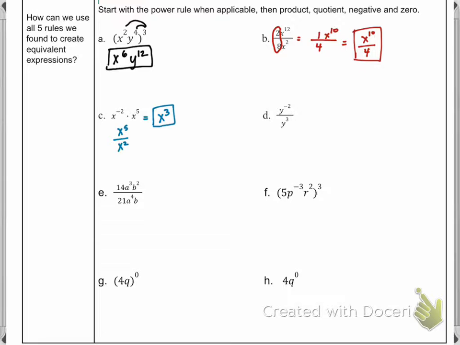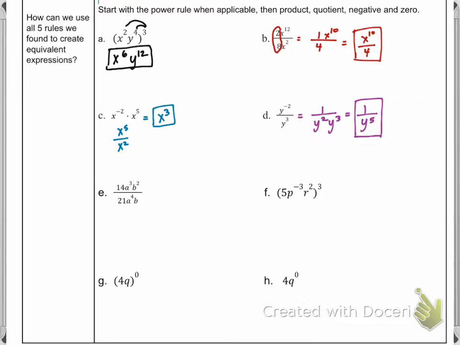On letter D, I dealt with that negative 2 first, so I flipped that y to the negative 2 into the denominator. And that gave me 1 over y squared y to the 3rd. Again, once you flip that y to the negative 2 into the bottom, that negative 2 becomes a positive 2. And then you're going to put the y squared and the y to the 3rd using the product rule. Adding those exponents would give me 1 over y to the 5th.